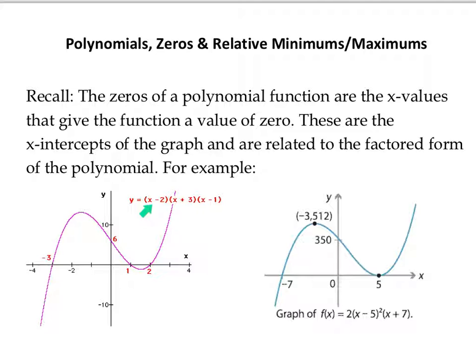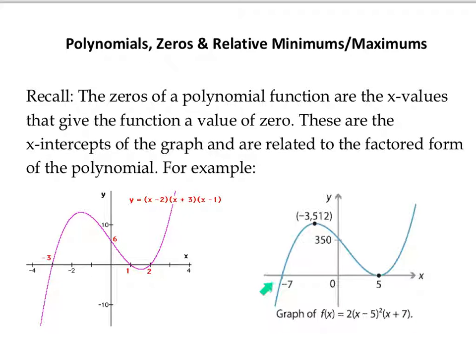We can remember and see in factored form, x minus 2, that means x equals positive 2 would be one of the zeros. X plus 3 means negative 3 would be one of the zeros. And x minus 1 means positive 1 would be another one of the zeros. So our factored form for this relates to the zeros for that graph.